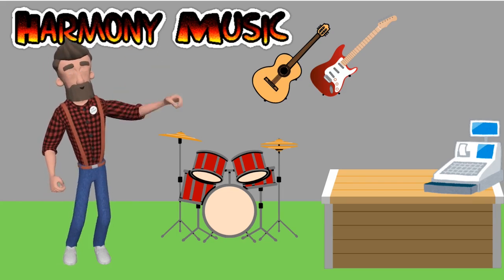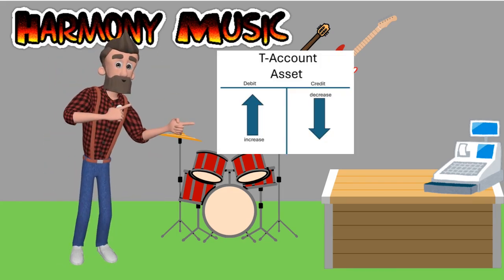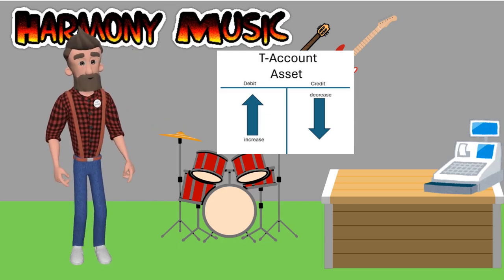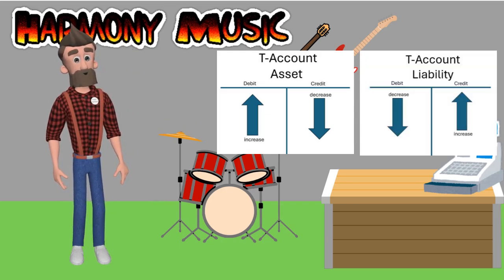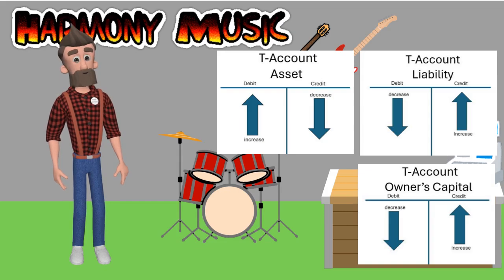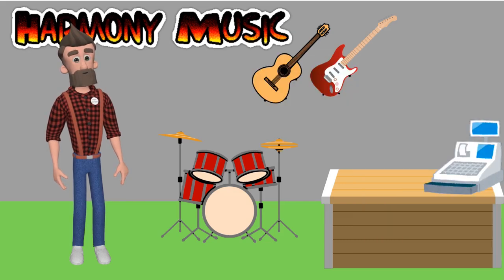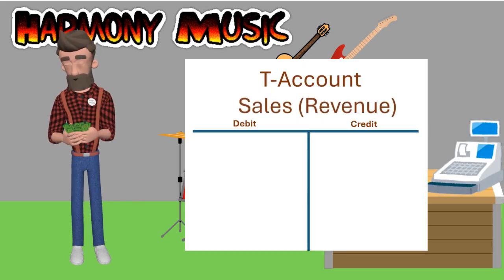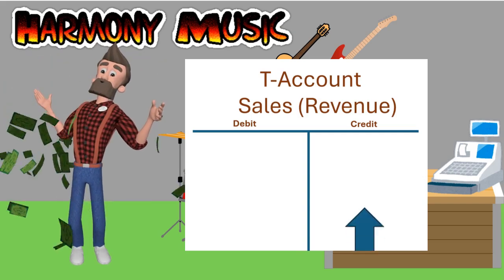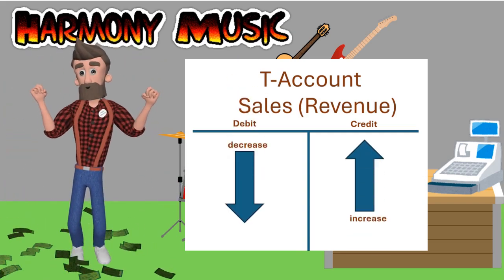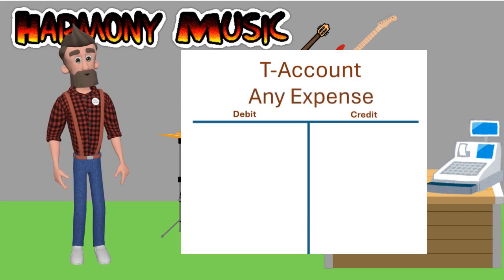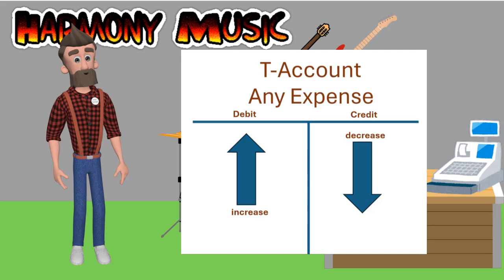You probably already know that assets increase with a debit and decrease with the credit. You probably also know that liabilities and capital are the opposite. They increase with the credit and decrease with the debit. So let's talk about revenue and expenses. When you earn revenue, like with sales or service revenue, it increases with the credit and decreases with the debit. Expenses are the opposite. All expenses increase with a debit and decrease with a credit.